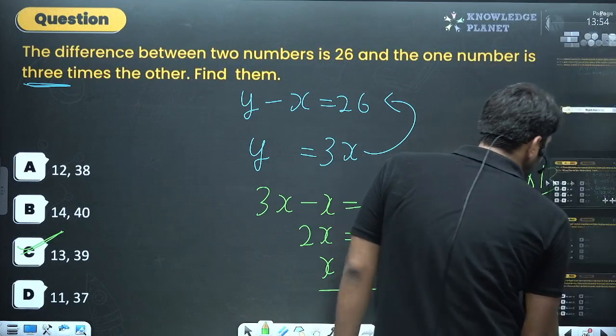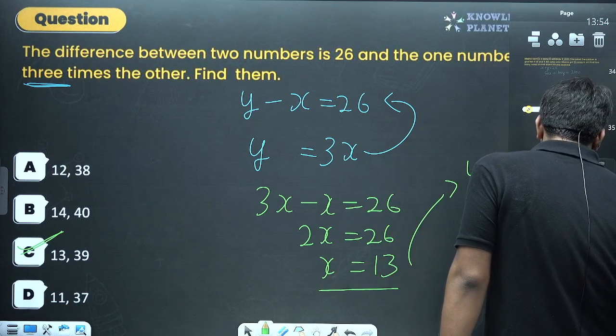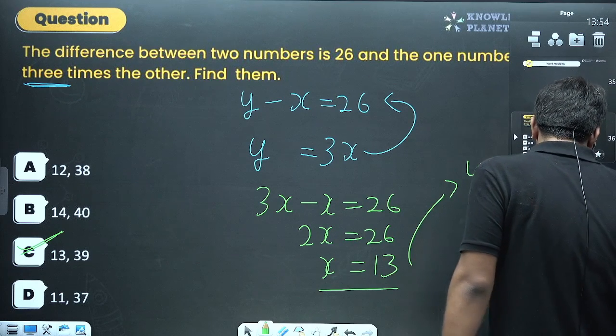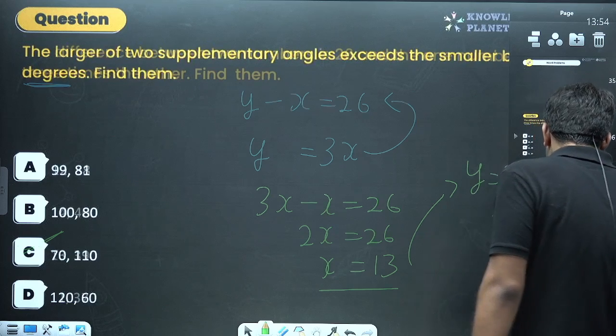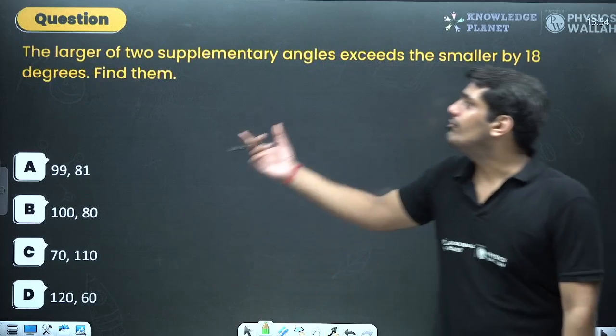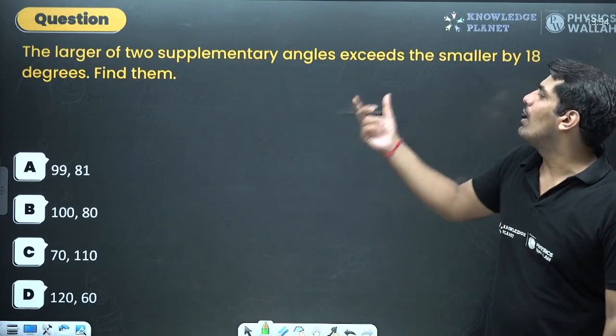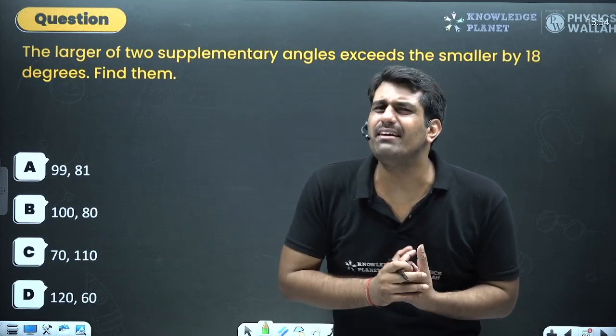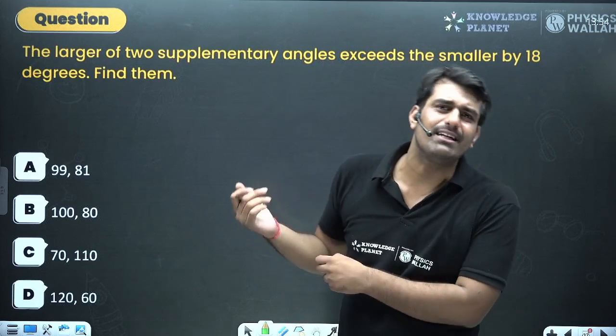Alright, I hope you have realized this part. Let me take one problem related to geometry as well. Here we have the next problem which relates to geometry. The larger of the two supplementary angles exceeds the smaller by 18 degrees. Now, a few students would be clueless. Sir, supplementary, what does that mean and how does it relate to geometry?